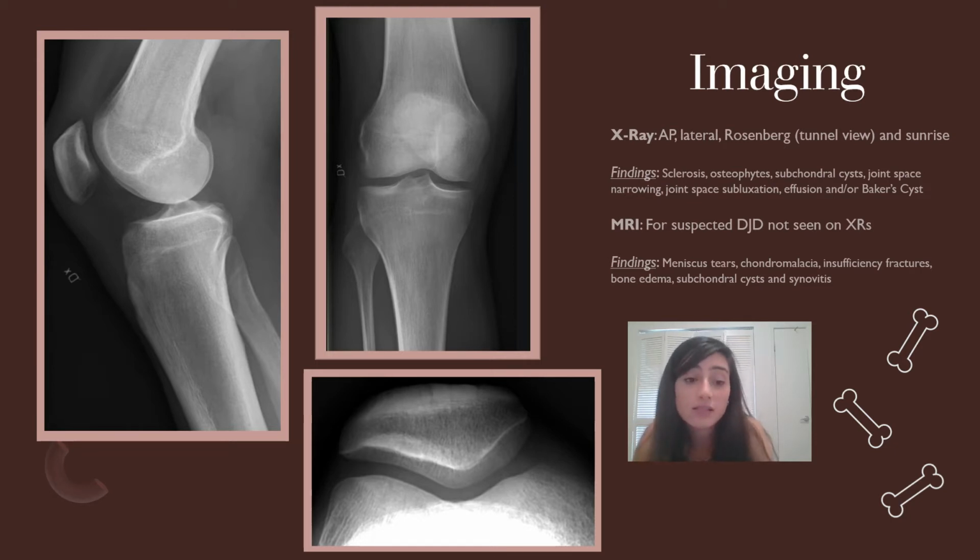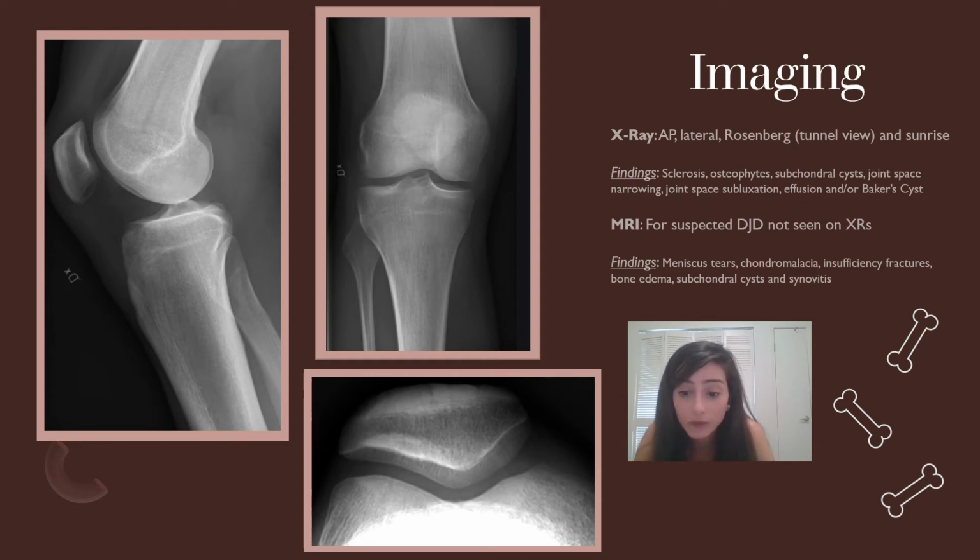If you look at the pictures on the left-hand side, the far left picture is the lateral view. The picture to the right, above the below picture, is the AP view, so anterior posterior, and below that is the sunrise view. The sunrise view is important to look for patellofemoral arthritis. All of these views have to be weight bearing. You have to have weight bearing views to see the integrity of the joint space.